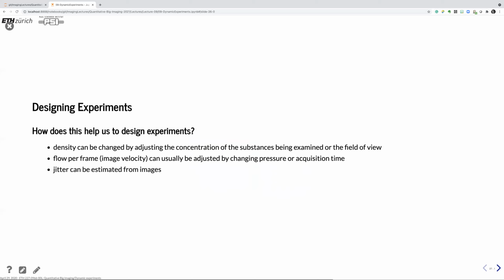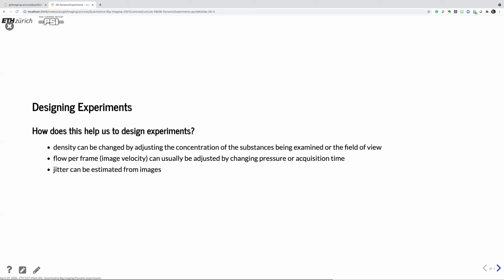Designing experiments, you always have to control. I have already mentioned many things, but you can always control. If you have a controlled experiment, you can check that you have the right concentration of some of the substances. But you can also play with the field of view, maybe, but it depends on what the camera system can do. You can also play with the flow per frame.